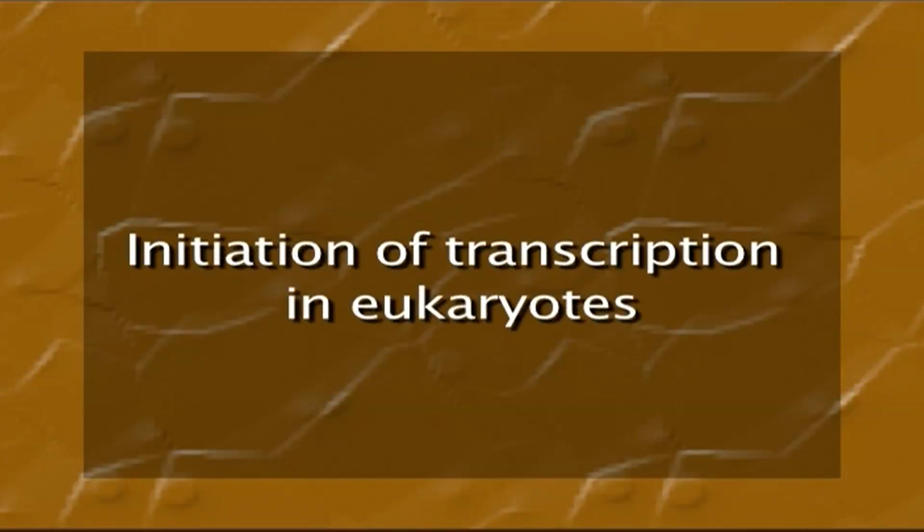Now, initiation of transcription in eukaryotes. In eukaryotes, the initiation is more complex. It involves a number of specific transcription factors. The process is followed for RNA polymerase II, resulting in the synthesis of mRNA. The process is essentially similar to Pol I and Pol III.